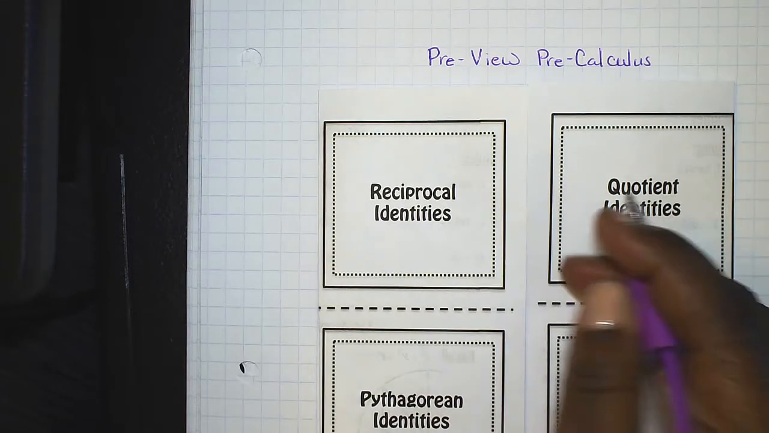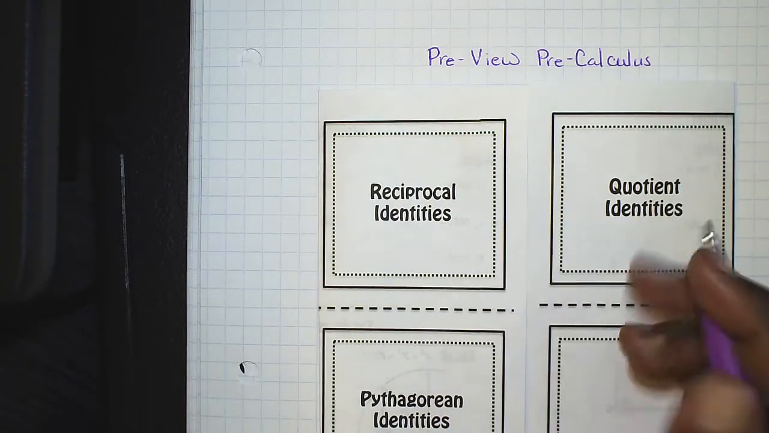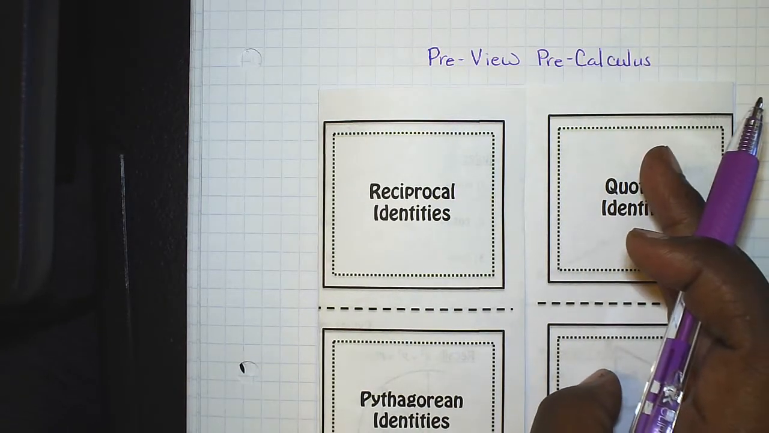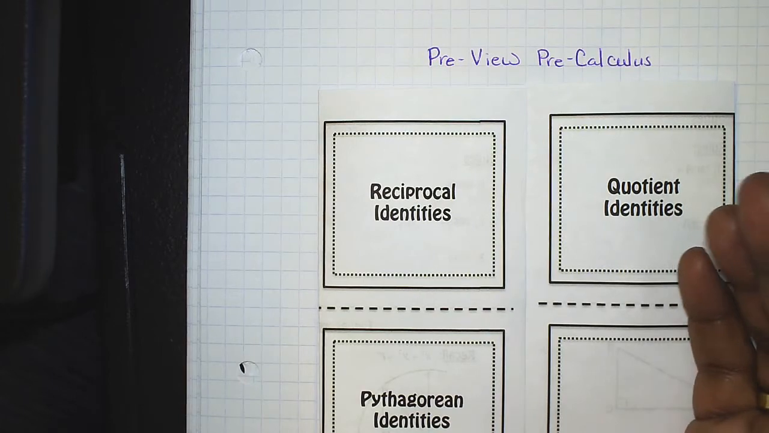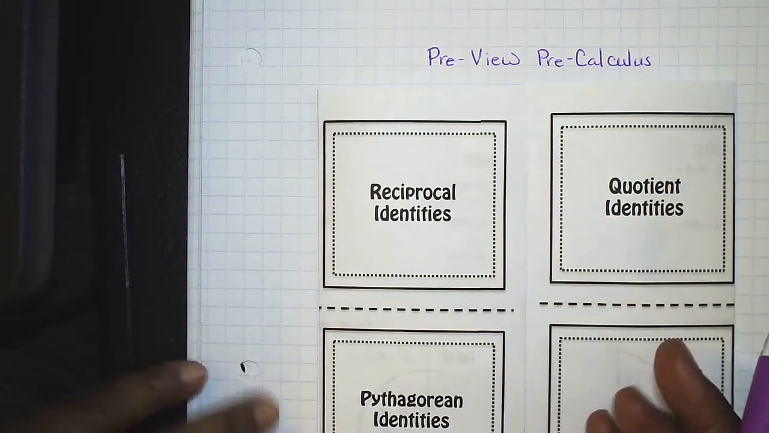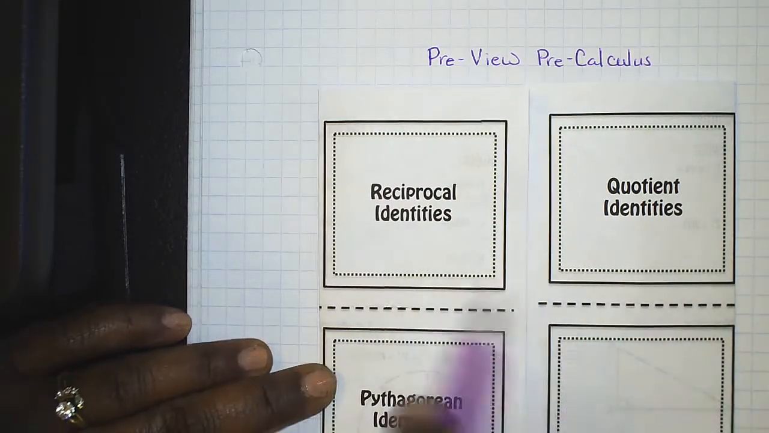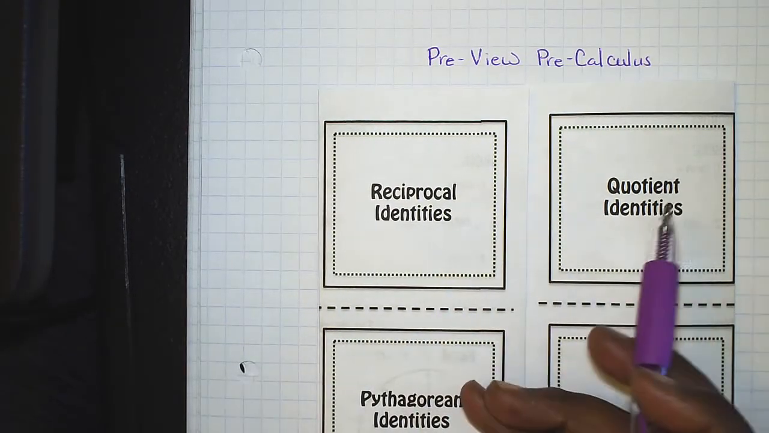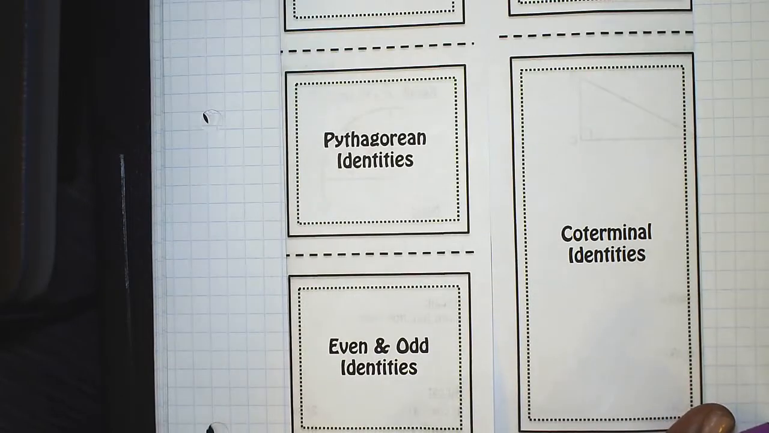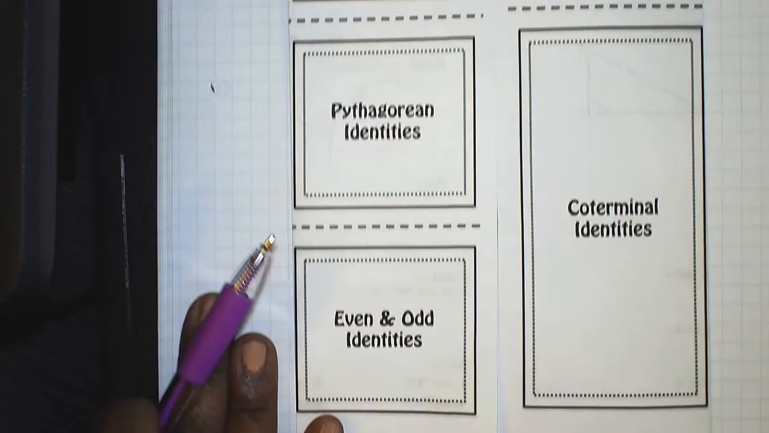Okay, we're going to go over the Precalculus Preview. Some of you are taking Precalculus while you're taking geometry, which is great. This will be helping you for calculus. So these are identities that you will encounter: the reciprocal identities, quotient identities, Pythagorean identities, coterminal identities, even and odd identities.